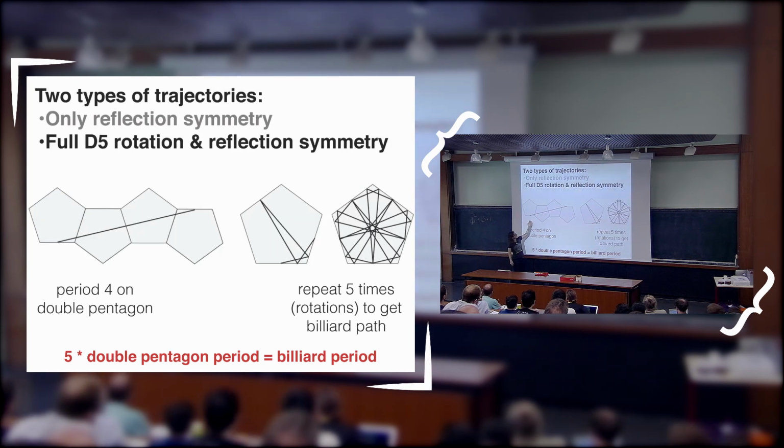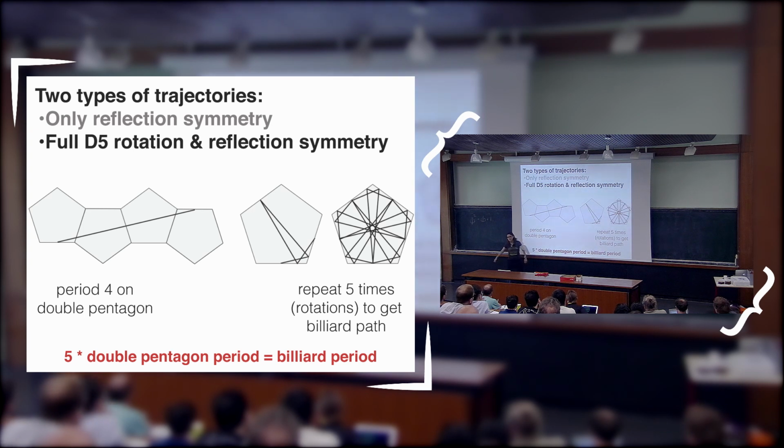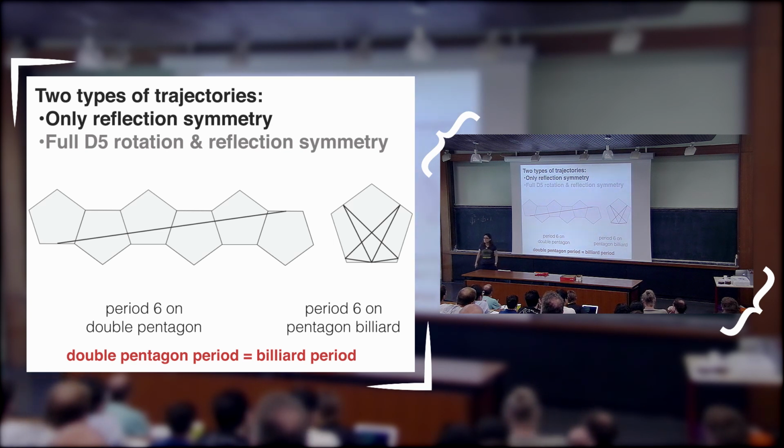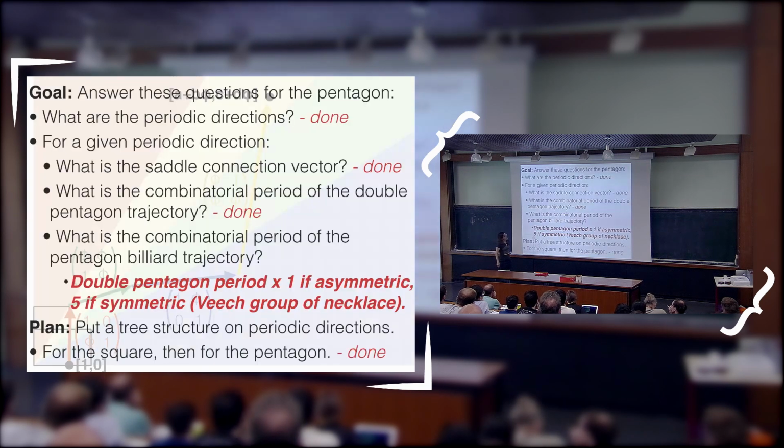Okay, so here's another example. When we take this period 4 thing on the double pentagon and fold it up, we get this thing, which clearly the ball would keep going. And so you have to do 5 copies of it to get the actual billiard trajectory. On the other hand, here's one of period 6 on the double pentagon, where when you fold it up, you just get a closed orbit already. So they're pretty neat. And these ones is where it's equal.